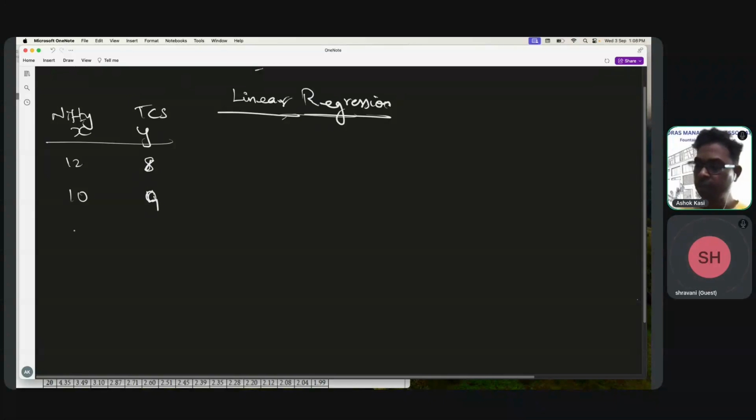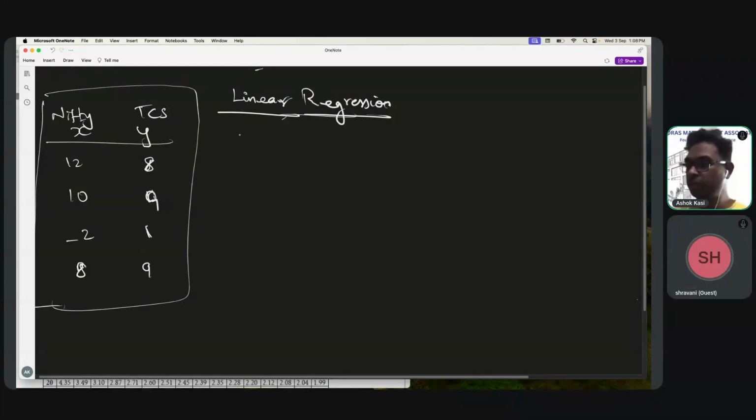When Nifty is giving minus 2 percentage, TCS is giving 1 percentage return. And Nifty is giving, let's say, 8 percentage, and TCS is giving 9 percentage return. Okay, so this is the given condition, given data.